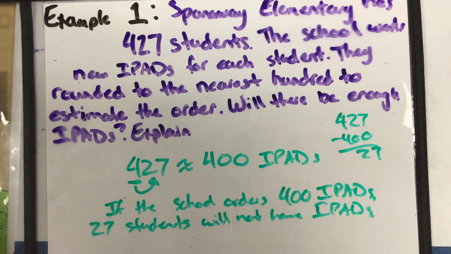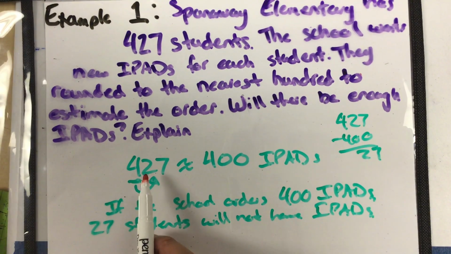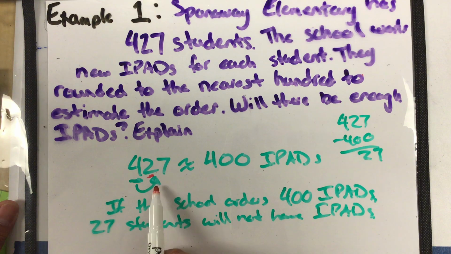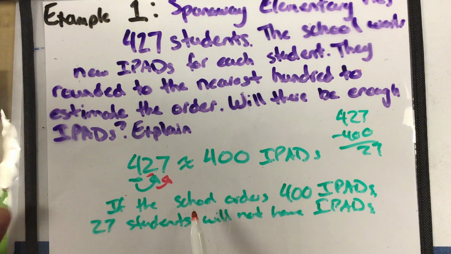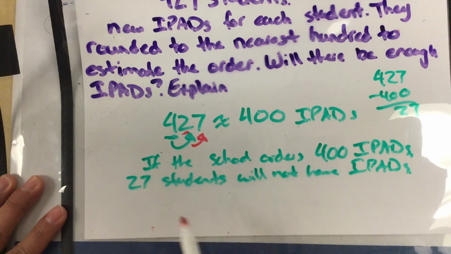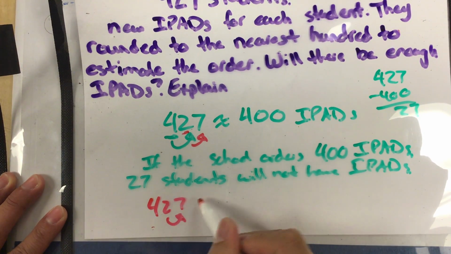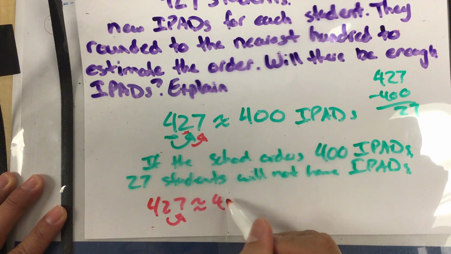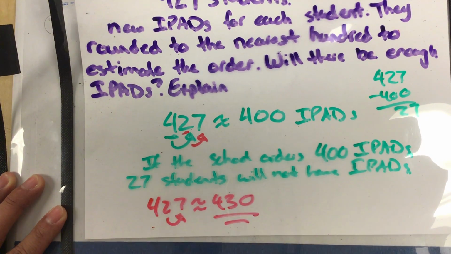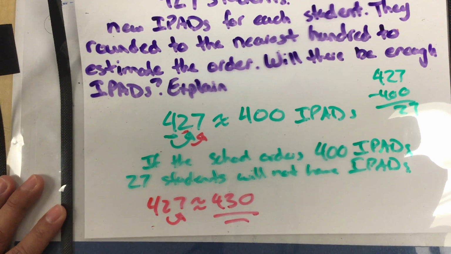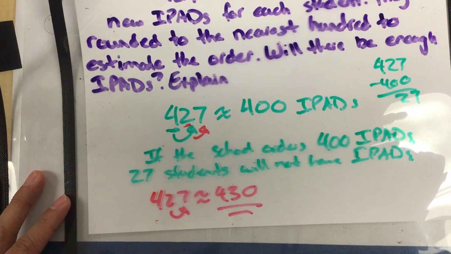Well, we can always round it going up, or we're going to use the tens. So we look next door, that's a 7. So if we round it to that, 427, rounding to the nearest 10, it's about 430. With that, we will have more iPads, or we'll have enough iPads. Okay?